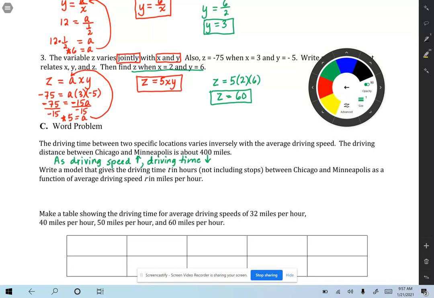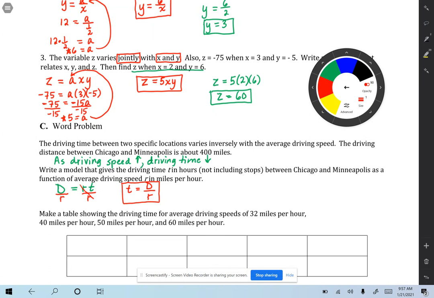Write a model that gives the driving time t in hours, not including stops, between Chicago and Minneapolis as a function of average driving speed r in miles per hour. So let's take our DIRT formula, distance equals rate times time. And we want to solve for t, write a model. So we want to divide both sides by r. So r's cancel, and we get t is equal to d divided by r. So here's our equation. The time is equal to the distance divided by the rate of speed.